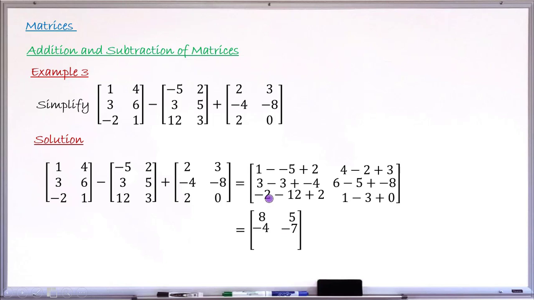Then the last row, minus 2 minus 12, that will be minus 14. And minus 14 plus 2 will give a result of minus 12. And the last one, minus 3 plus 0. If done correctly, you now have minus 2. This would now be the result of subtracting this matrix and adding it to this.